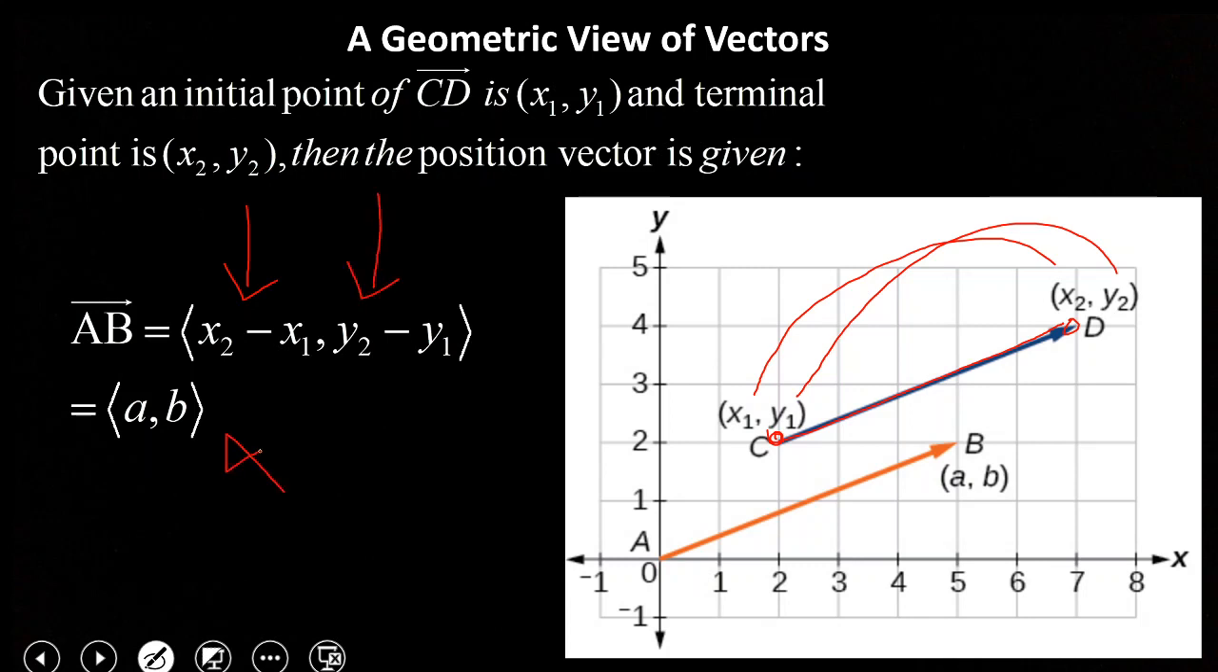So we get this vector. Now this vector would be the position vector. It always starts from the origin, and that's how we organize the vectors. So if I have a vector that has an initial point here and a terminal point here, what I'm going to do, I'm going to write a vector.